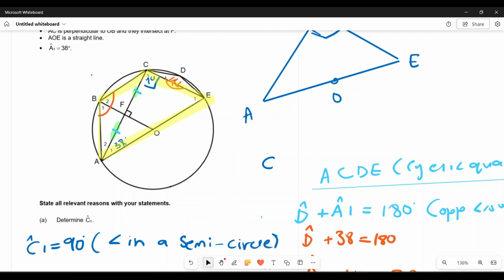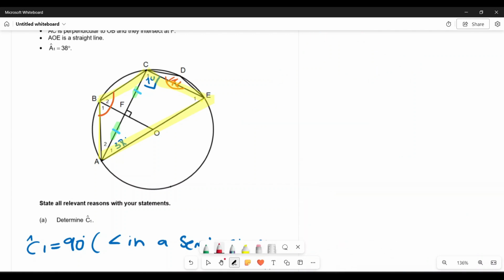So now, remember, I'm trying to look for my angle B. Let me try and erase here. All right, so I'm going to name my cyclic quad: B, C, E, A, cyclic quad.